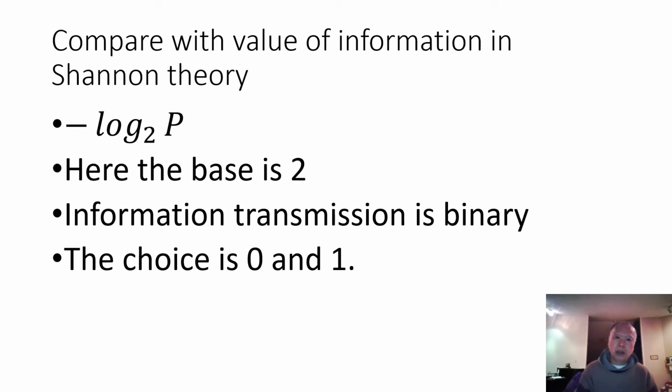We can compare our theory with value of information in Shannon theory. In Shannon theory, it is also the log function. The only difference is that the base is 2. This is because information transmission is binary. The choice is either 0 or 1, but in our case, the choice can be several different companies. That's why in Shannon theory, the base is fixed at 2, and in our theory, the base is a variable.